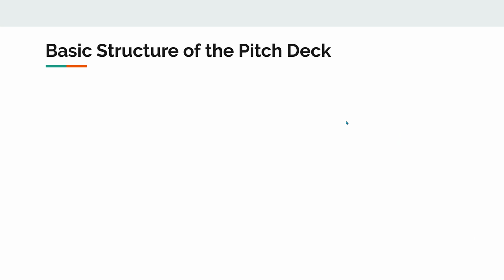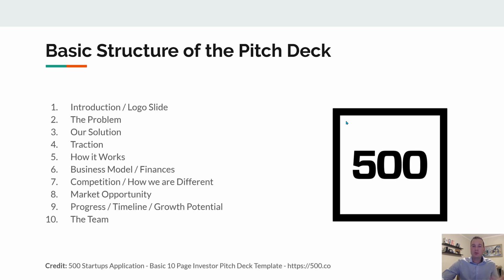Before we dive into each slide, let's look at an overview of the basic structure of a pitch deck. We won't talk about all of these now, but it's some of the typical stuff that you really want to know when someone's explaining an idea to you. What is the problem? How are you solving it? How are you going to charge? Who else is already doing it? What's your growth potential? How are you progressing? Who's on your team? Things like that.